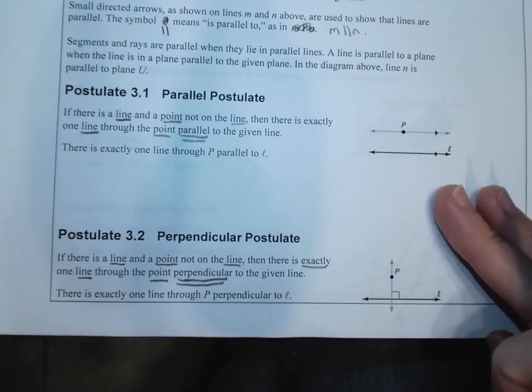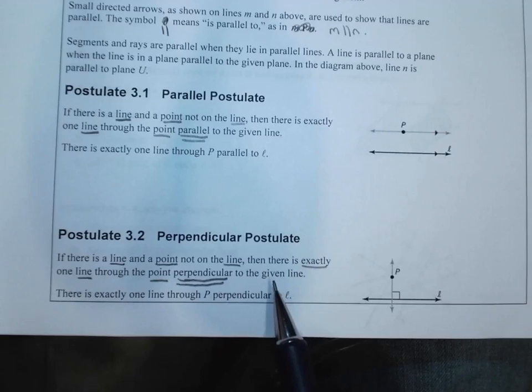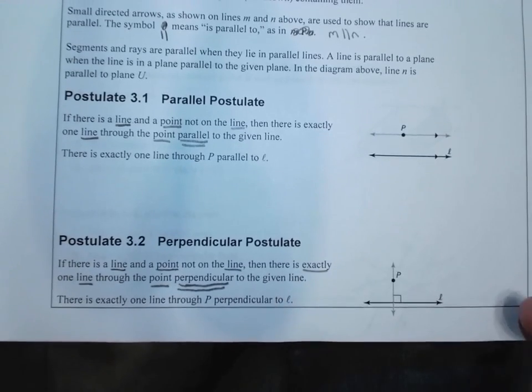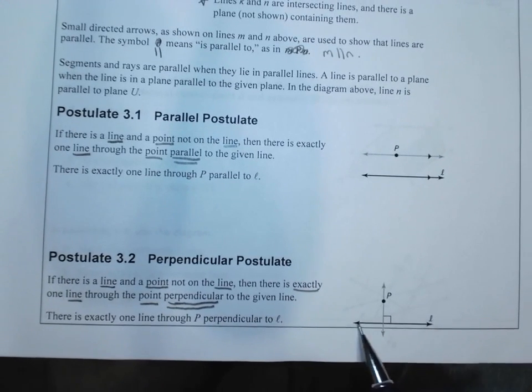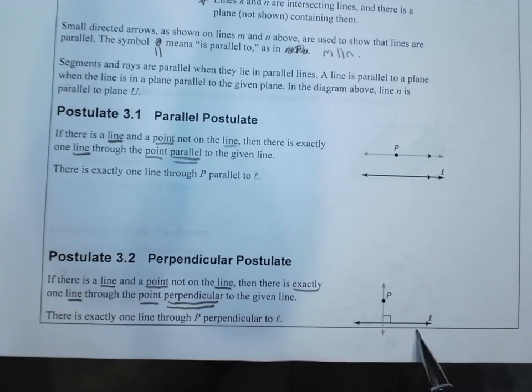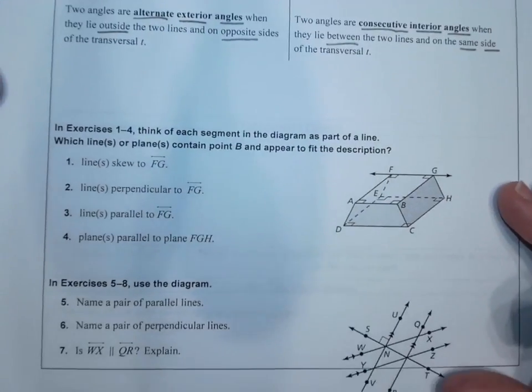Similarly, the perpendicular postulate says if there is a line and a point not on the line, then there is exactly one line through the point perpendicular to the given line. So an example, here's line L. P again is not on line L. So because P is not on line L, there exists only one line that's perpendicular to line L that passes through point P. So we're going to look at some examples of how we would use these.